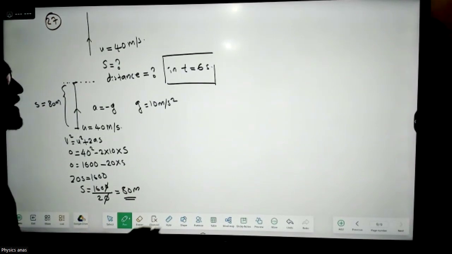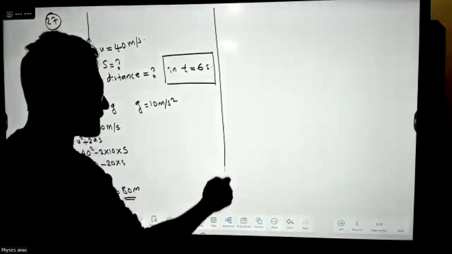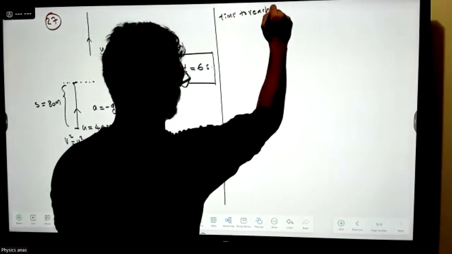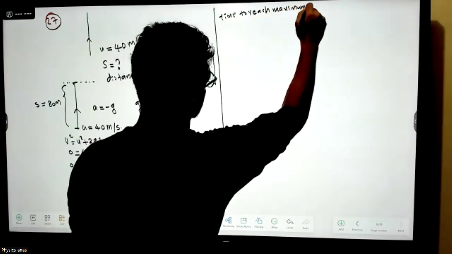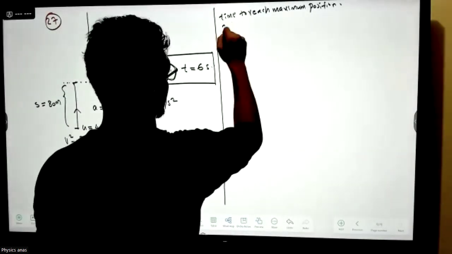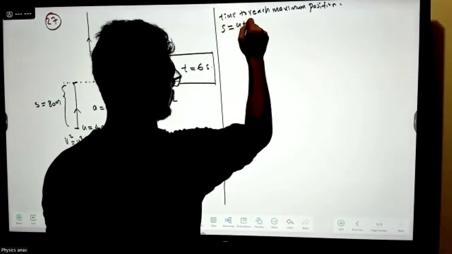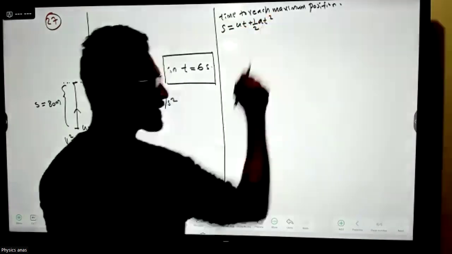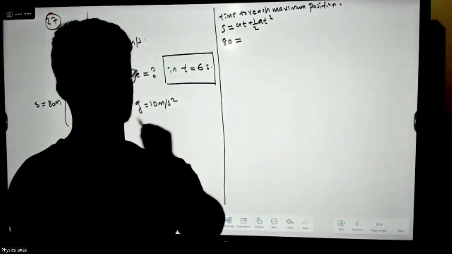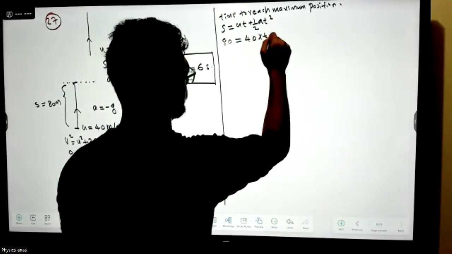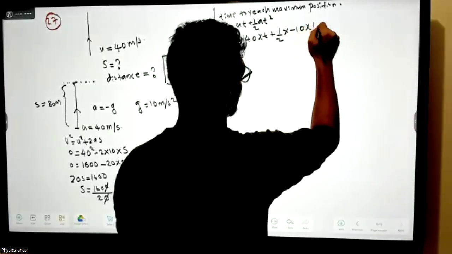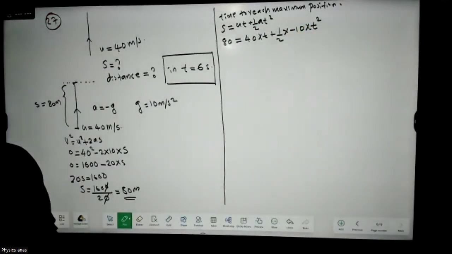So what will be the time taken here? Time taken to reach maximum position. What is the time taken to reach maximum position? You can use this equation s equal to ut plus half a t square. Right? This is s. So we have s is equal to u, u is 40 into t, plus half into a, where a is minus g, into t square. You can find the t from here.